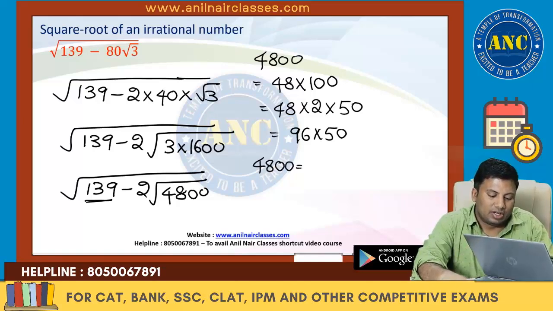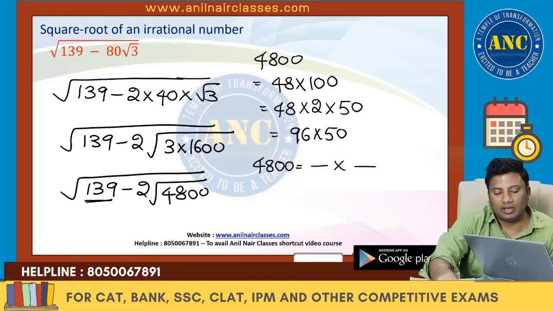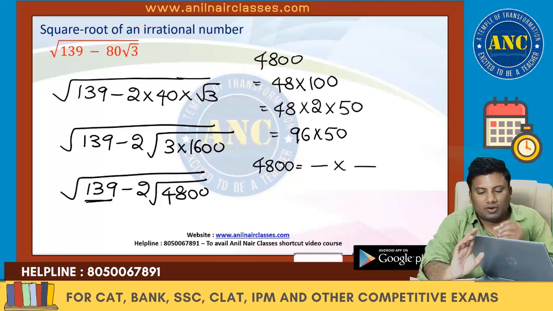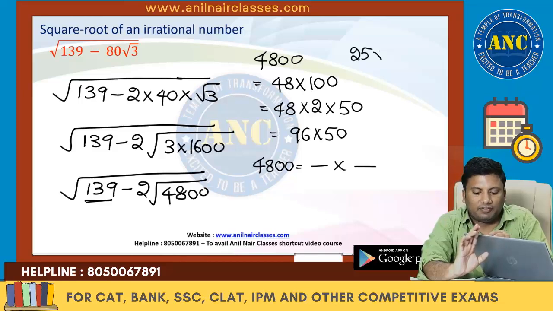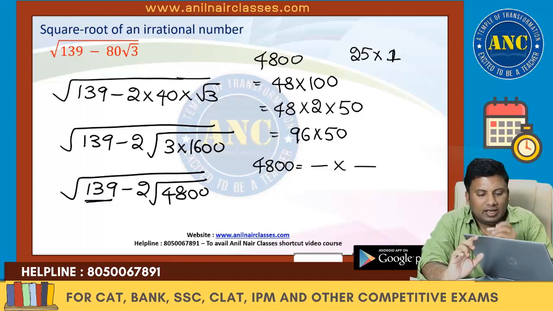4, 1800 should give me this into this. The sum should be 139. So what are all the factors? 16 into 300, not possible. 25 into 25, the value is exceeding.